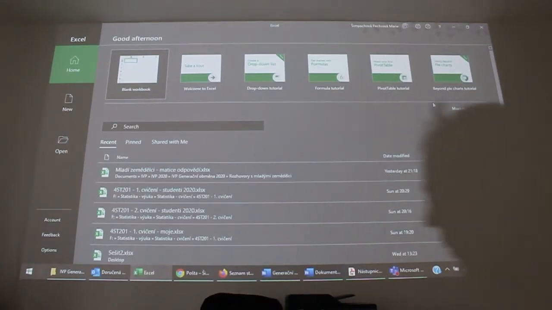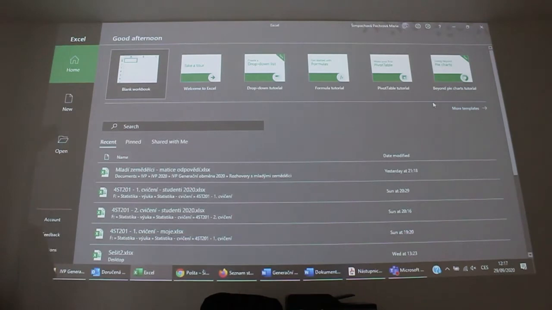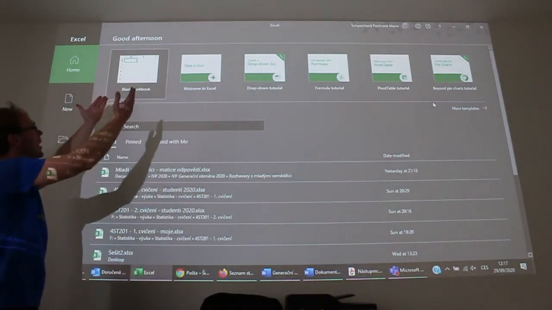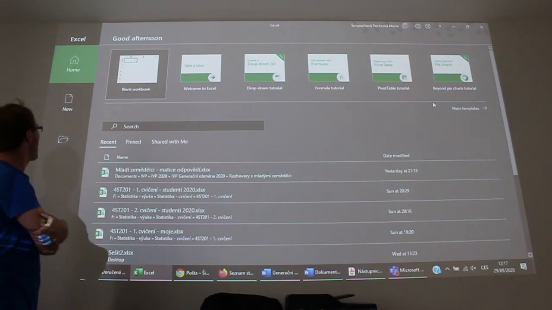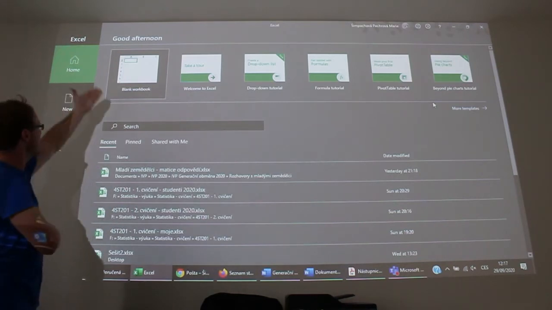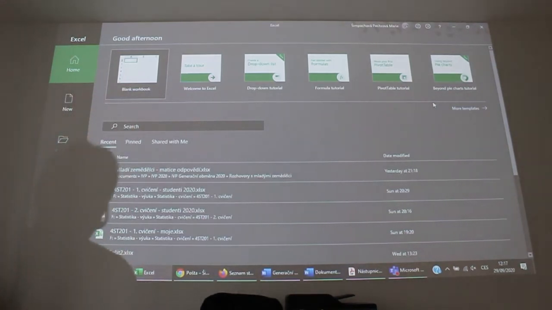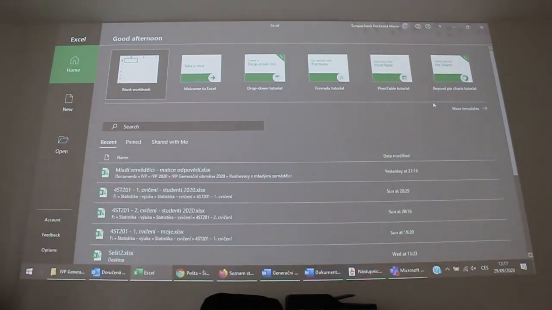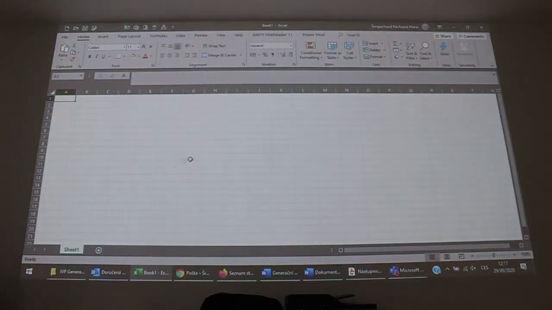Okay, so there you can see the blank workbook, an empty workbook of Microsoft Excel. You can open a blank workbook, yes, and in this program we will solve a lot of our examples. It's necessary to install a special add-in to this version of Microsoft Excel.